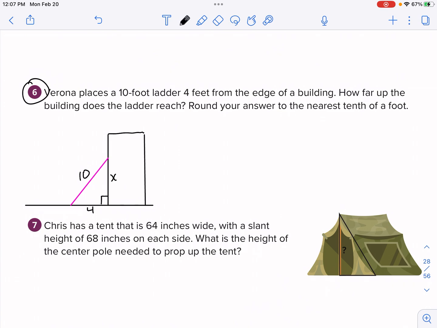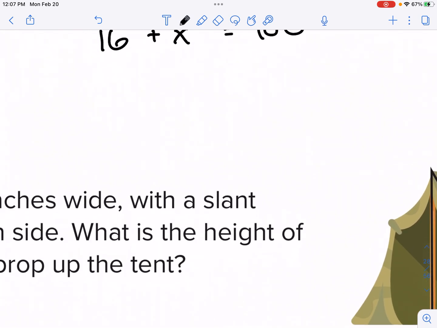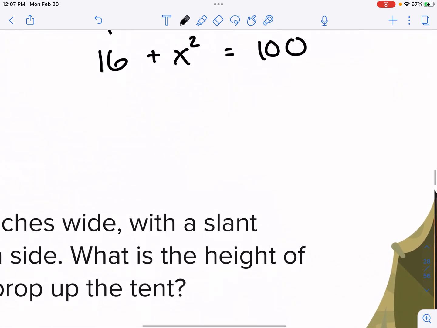So we're going to put a squared plus b squared equal to c squared. So this is going to be, let's put 4 as a, so 4 squared plus b has to be x squared equal to 10 squared, right? Because that's the hypotenuse. 4 squared is 16. We'll keep this. 10 squared is 100. And if we're trying to solve this equation right here, I have to move everything away from x squared. So we have to get rid of this positive 16. I'm going to subtract 16 on both sides.